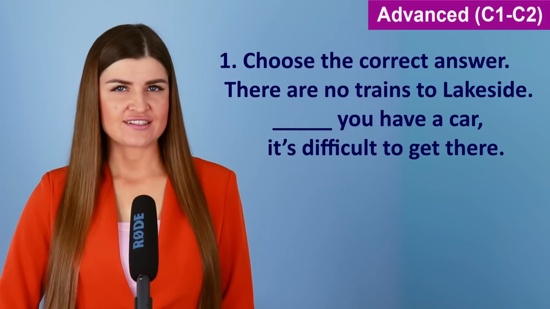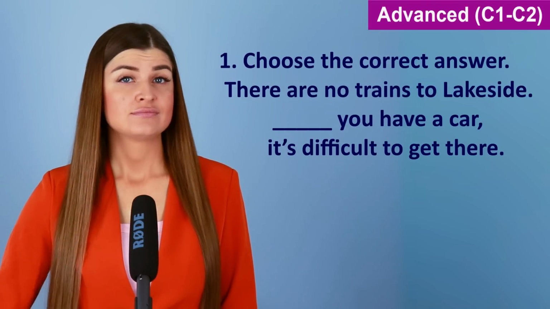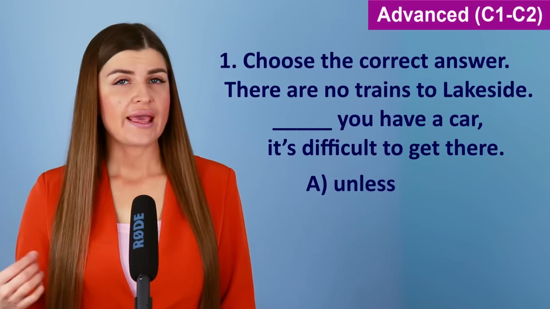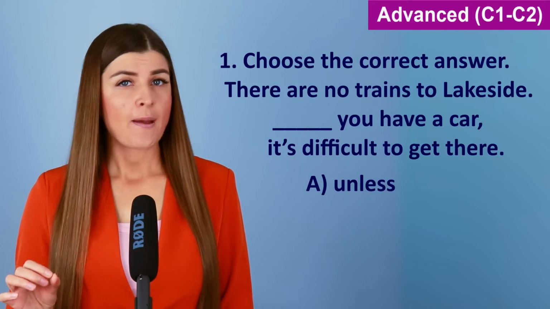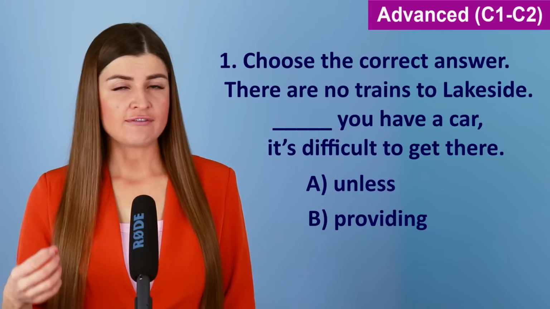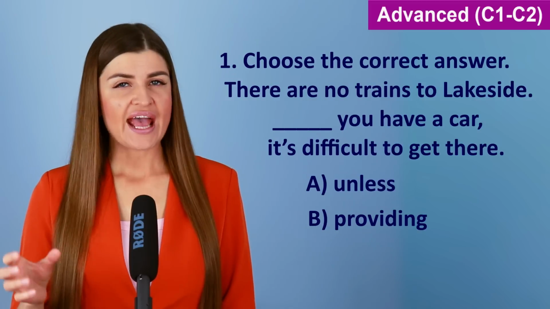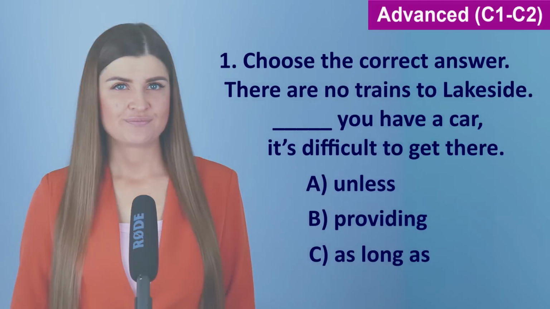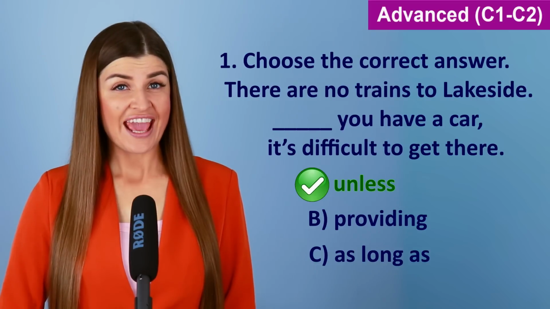Choose the correct answer. There are no trains to Lakeside. You have a car, it's difficult to get there. A. Unless you have a car, it's difficult to get there. B. Providing you have a car, it's difficult to get there. C. As long as you have a car, it's difficult to get there. The correct option is A.